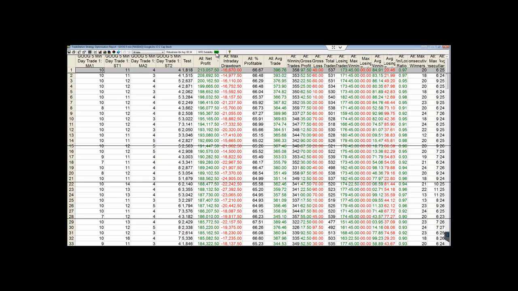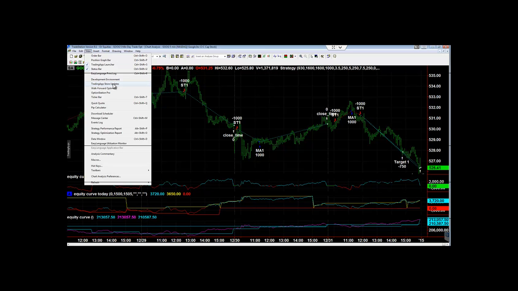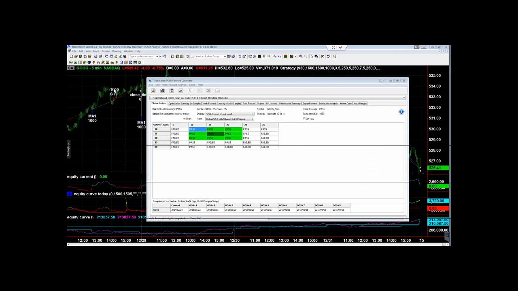That means that we've got a high probability of this being an effective optimization run for processing through the walk forward optimizer. So let's do that. That's the next major step in creating our subsystems. Let's get rid of the optimization report, click on View, and then we can go to Walk Forward Optimizer.